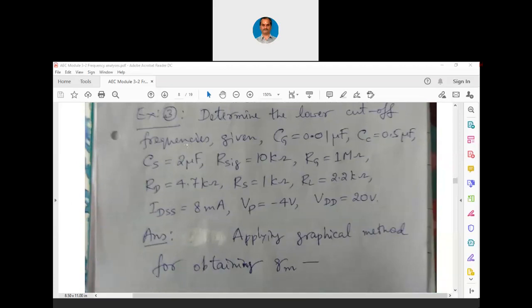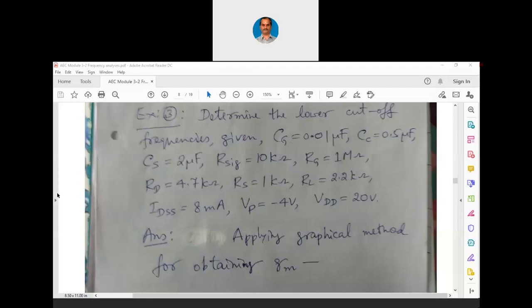Determine the lower cutoff frequency. CG is 0.01 microfarad, CC is 0.5 microfarad. Remember that CG is the gate capacitance, CC is here the coupling capacitance. At times it can be written as CD also, indicating the drain. Whereas the author Boylestad has used these terms only, that's why I am using those terms only. Sometimes it is wise to use the terms which are used by the textbook's author himself, because in the exams the question paper setters also will be using the same convention as that of the textbook. That way it is better.